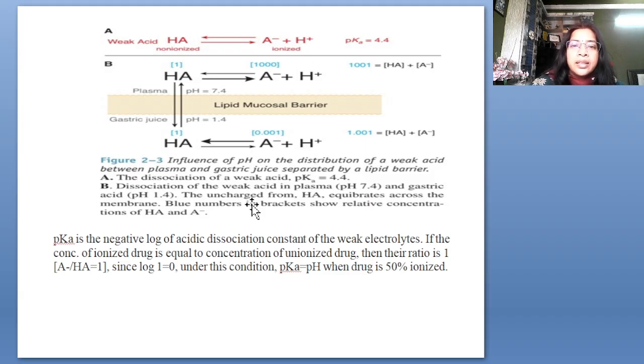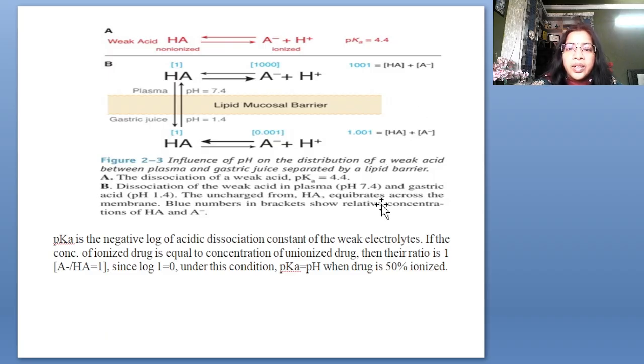So we can understand this concept better through this diagram. pKa is the negative log of the acid dissociation constant of weak electrolytes. If the concentration of ionized drug is equal to the concentration of unionized drug, then their ratio is 1. Since log of 1 is 0, under this condition pKa becomes equal to pH. So this is a condition where 50% of the drug becomes ionized.